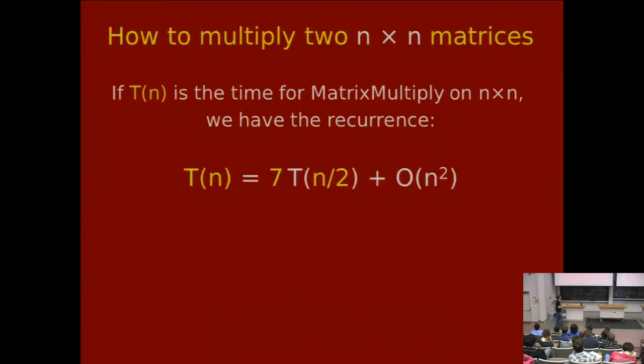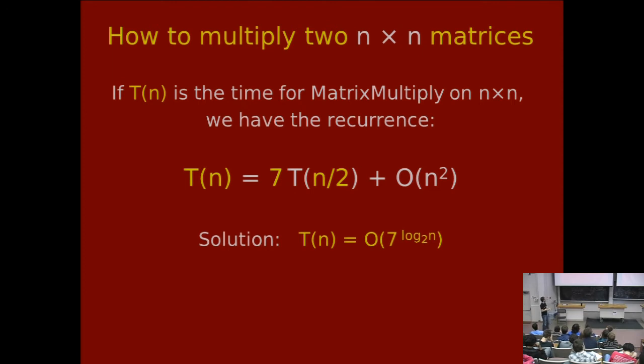So this gives us a recurrence. To do matrix multiplication on n by n matrices, we need to do 7 matrix multiplies on n over 2 by n over 2 size matrices. And then there's about n squared work to put them together, do the additions. Because you have n over 2 by n over 2 matrices that you've got to add up. So this is a recursion. And it's not too hard to solve it. And this is the solution.